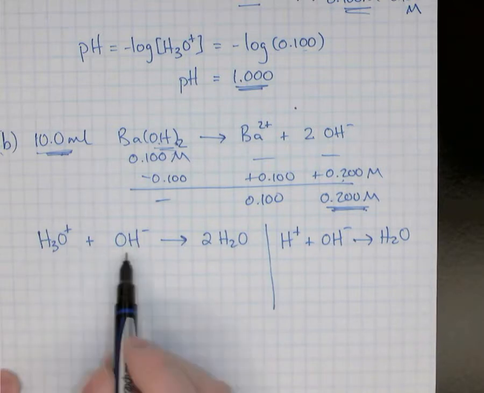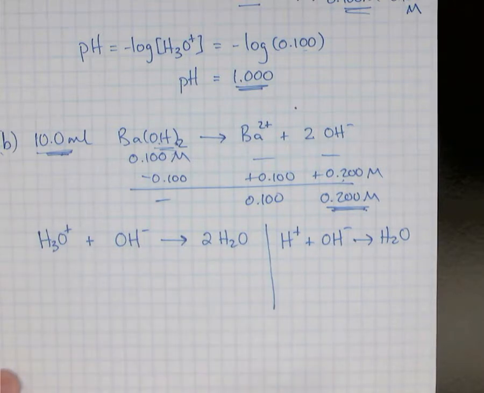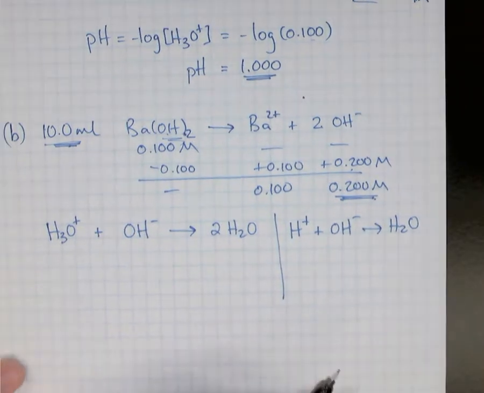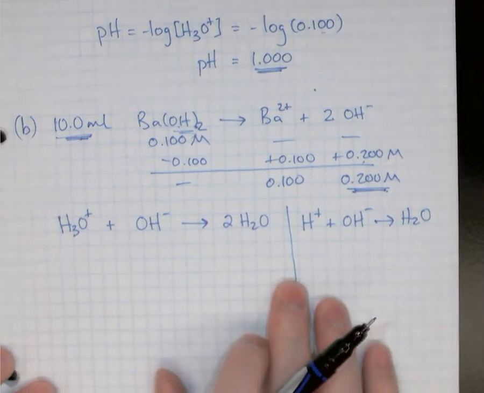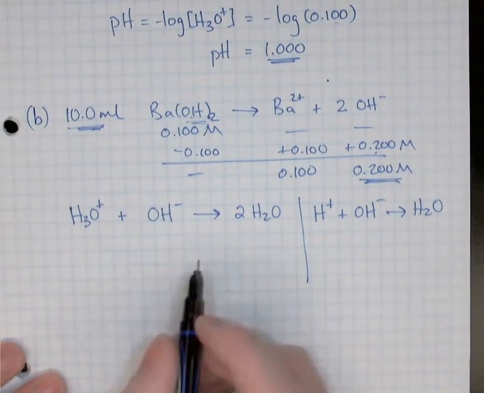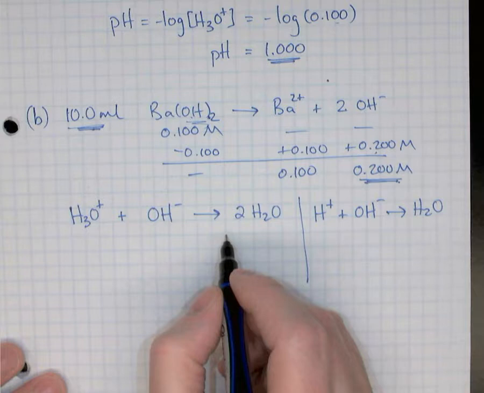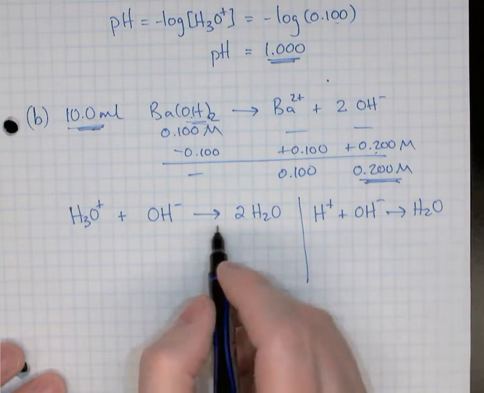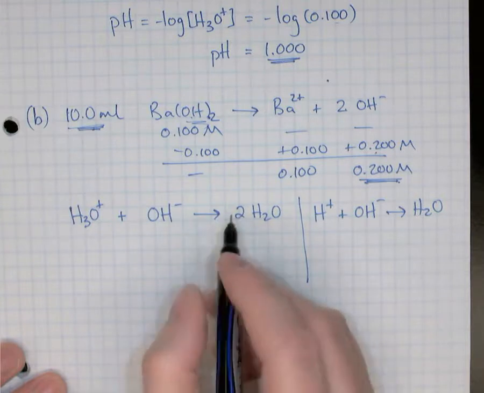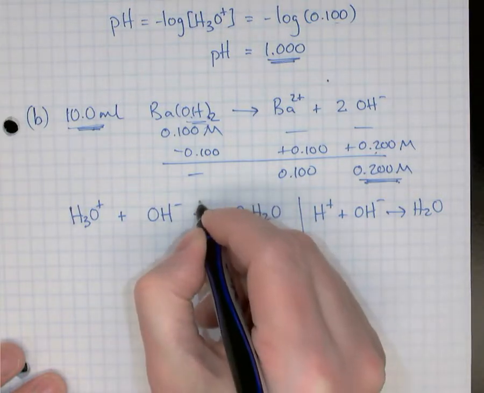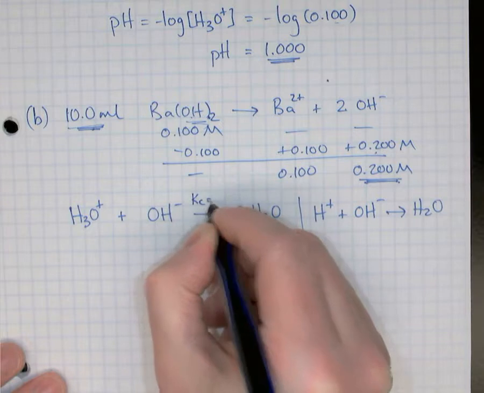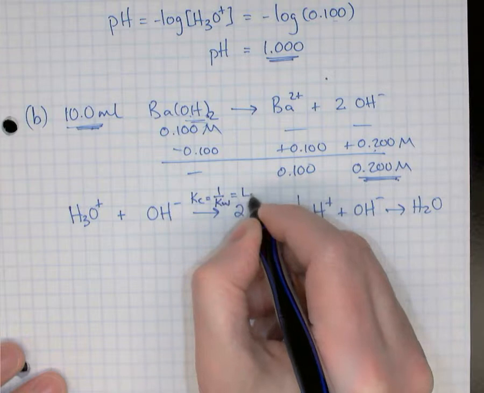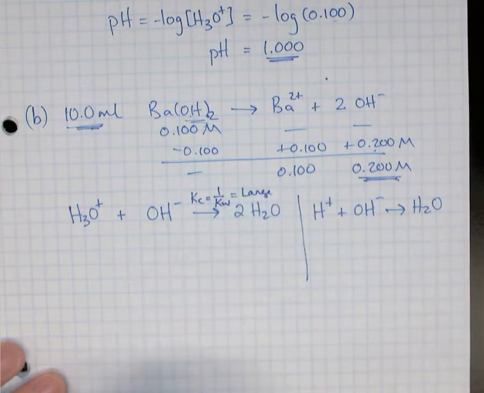Either way, we get a 1-to-1 ratio between the hydronium and hydroxide, or the hydrogen ion and hydroxide. For this video, I'm going to use the hydronium ion representation. Now this, if you stop and think about it, is the reverse of the Kw reaction, the reverse of the self-ionization of water. Since it's the reverse of that equation, its Kc value is 1 over the Kw value, which means it is a very large equilibrium constant.